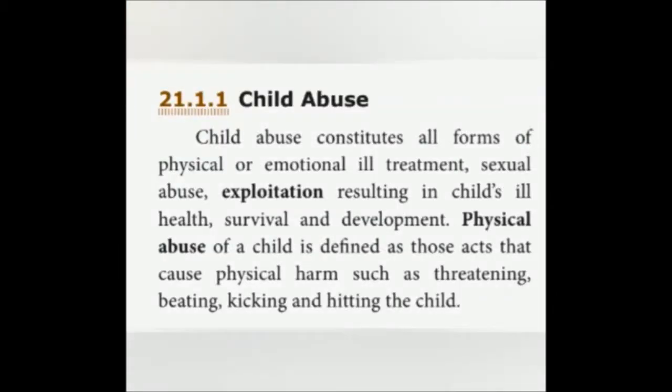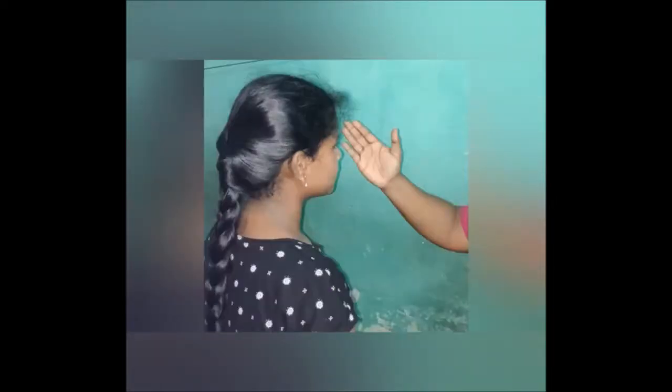Child abuse constitutes all forms of physical or emotional ill treatment, sexual abuse, and exploitation resulting in harm to the child's health, survival, and development. Physical abuse of a child is defined as those acts that cause physical harm, such as threatening, beating, kicking, and hitting the child.